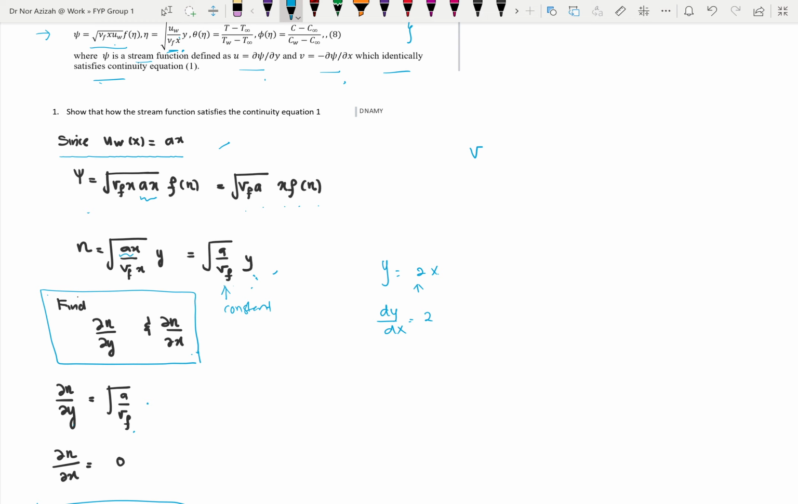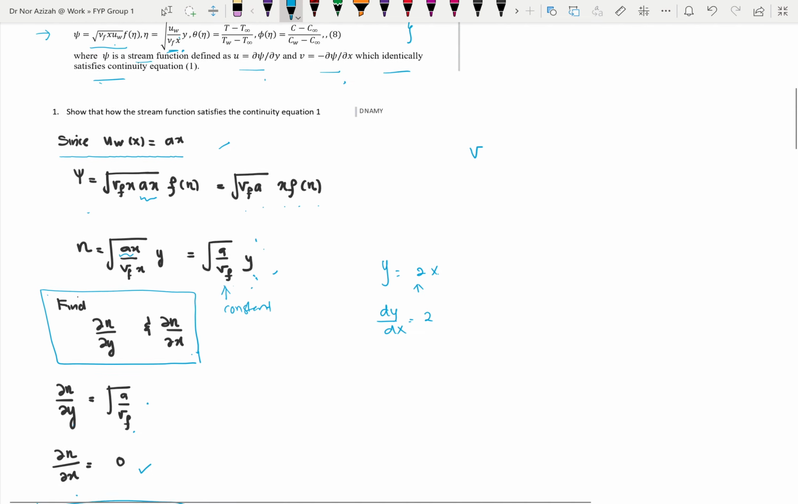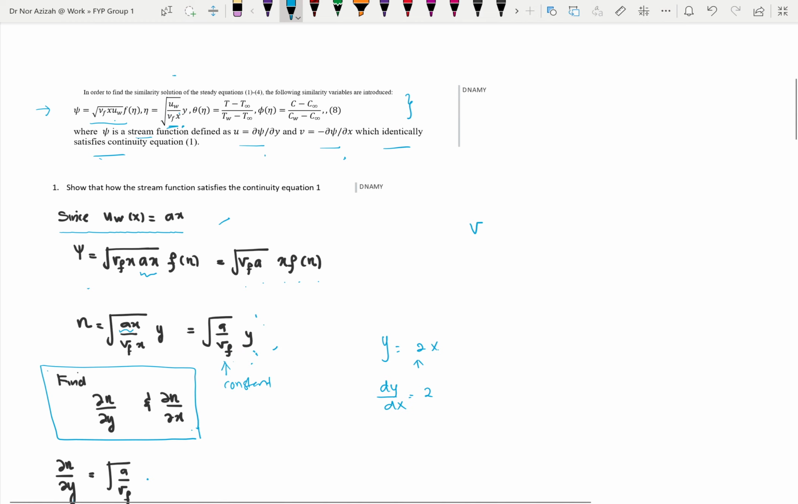Next, find del eta del x. Do you see any x here? No, right? So it's just like a constant. When you differentiate a constant, you will get 0. If there is x, then you need to differentiate with respect to x. So the next step you need to find del psi del y and del psi del x. You can see here the definition for u is del psi del y, and for v, del psi del x. So therefore you need to find this term.